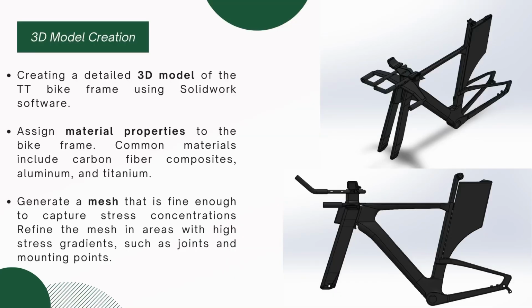For the 3D modeling, we create a detailed 3D model of the TT bike using SolidWorks. Then we assign material properties to the bike frame. Common properties include carbon fiber composite, aluminium and titanium. Then we generate a mesh that is fine enough to capture stress concentration. Refine the mesh in areas with high stress gradient such as joints and mounting points.